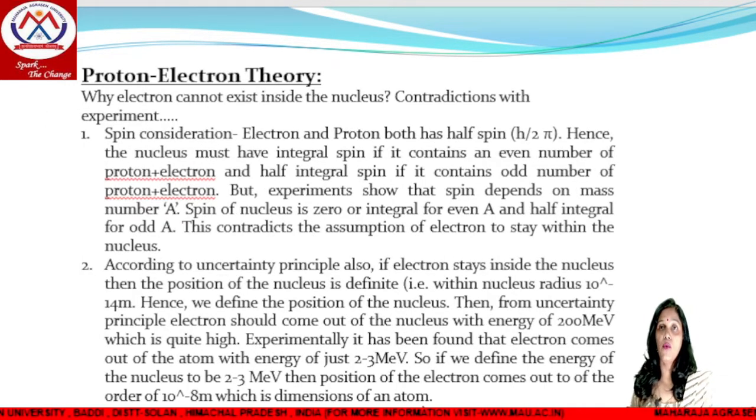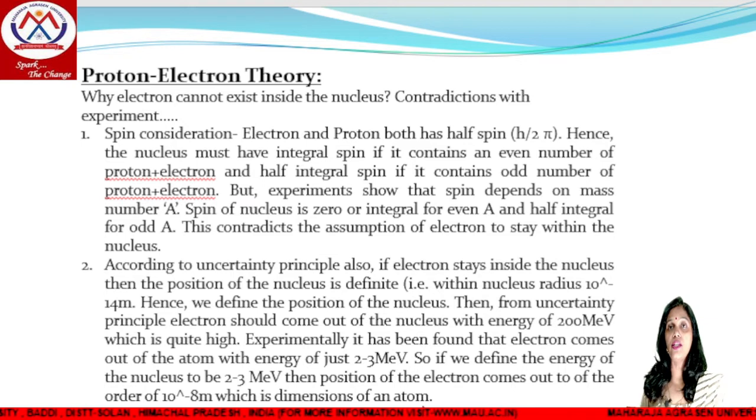Now, we will discuss the constituents of an atom. An atom consists of the nucleus. Now, the question is which particles exist inside the nucleus and which particles exist outside the nucleus. Various theories were given. Someone suggested that protons and electrons reside inside the nucleus.